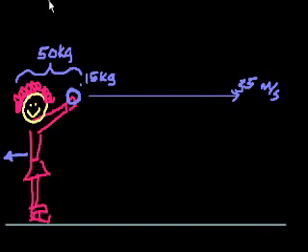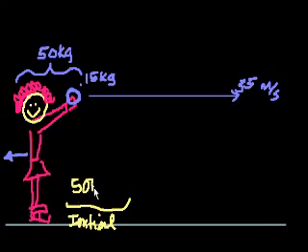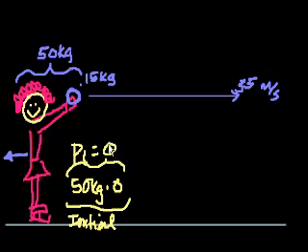So what's the momentum at the start of the problem? Let me do a different color. This is the initial momentum. Initially, the mass is 50 kilograms, because her and the ball combined are 50 kilograms, times the velocity. Well, the velocity is 0. So initially, there is 0 velocity in the system, so the momentum is 0. P initial is equal to 0. And since we start with a net 0 momentum, we have to finish with a net 0 momentum.